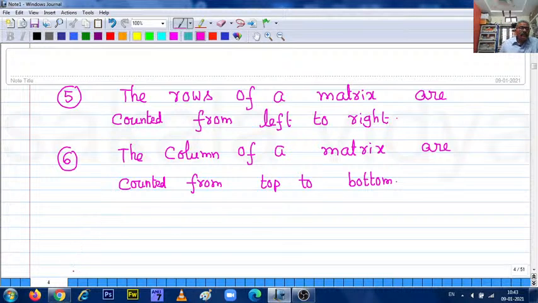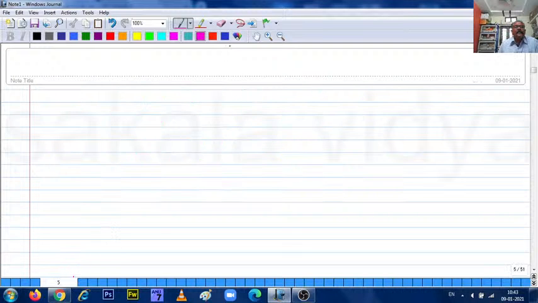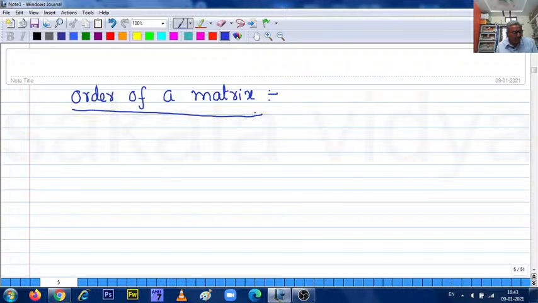Okay, next definition. So the next definition is order of a matrix. So this is also very important. You may be asked in the examination: write the order of a matrix, or type of a matrix, or size of a matrix.